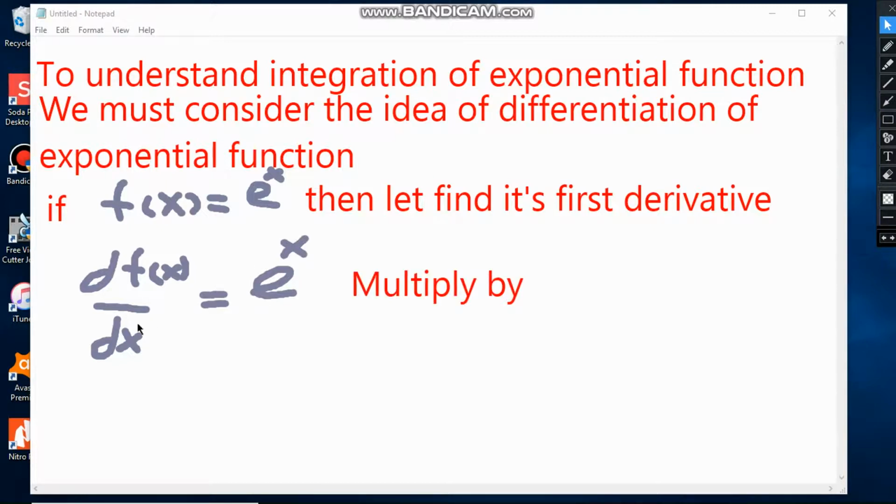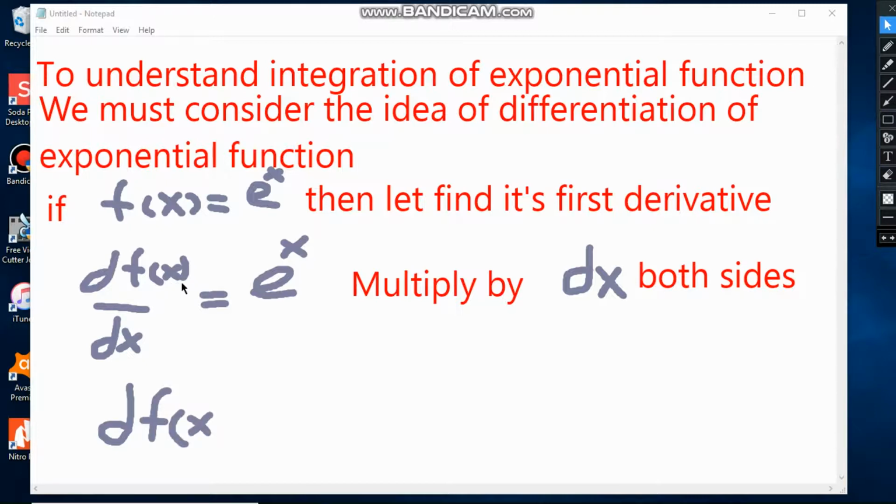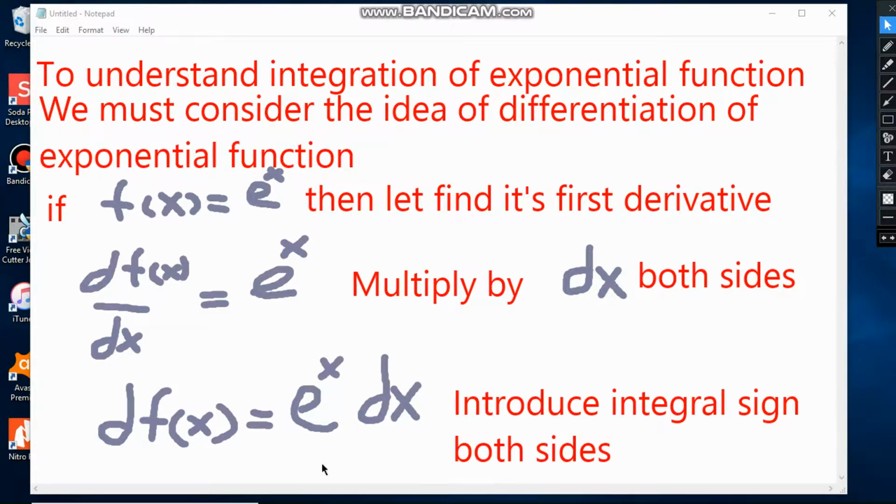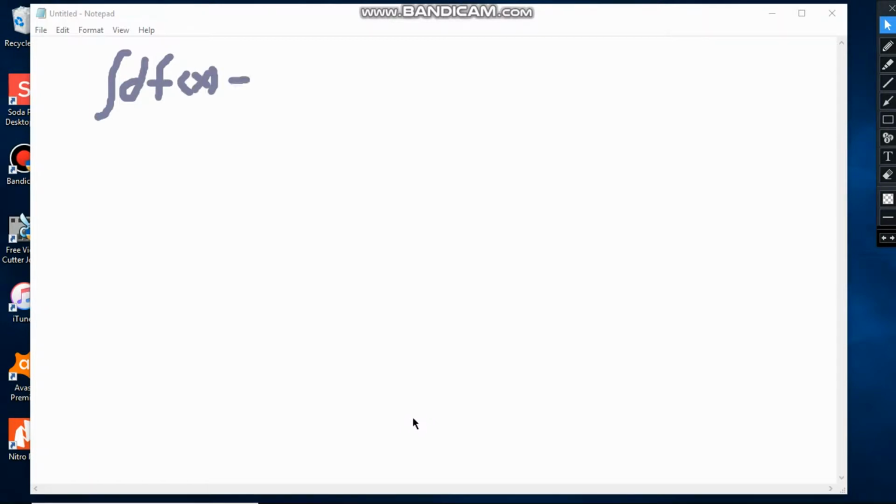When you multiply by dx both sides, in this case dx will cancel with this one, and at this side dx will be introduced. So we remain with df of x is equal to e raised to x dx. Introduce integral sign both sides: integral of df of x, integral of e raised to x dx. So when we introduce the integral both sides, we get this result.